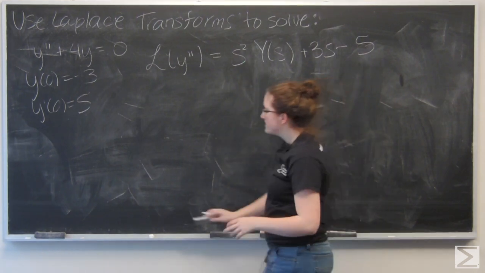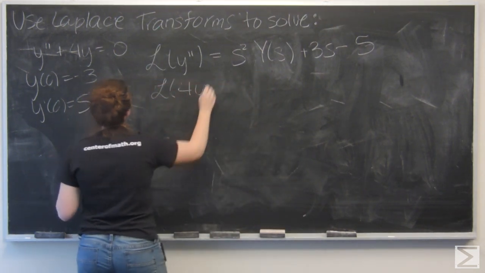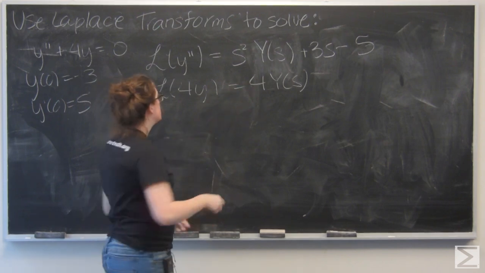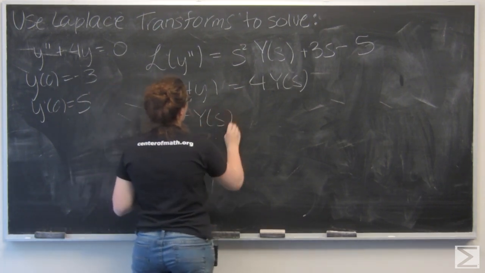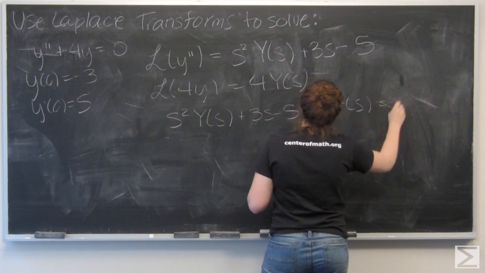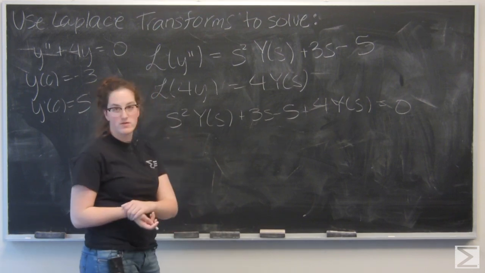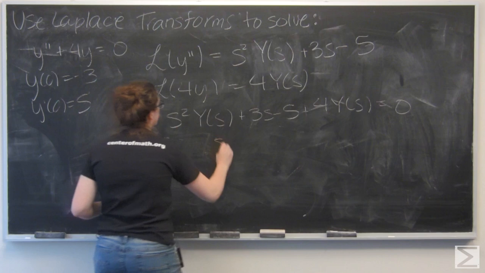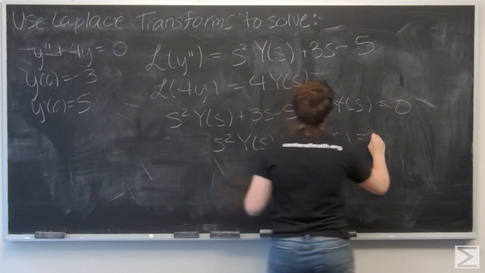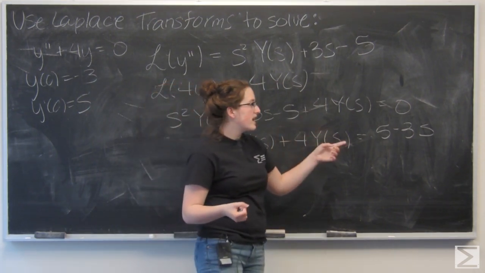All right, and then the Laplace transform of 4y is just going to be 4 times Y of s. So let's go and plug these Laplace transforms into the equation. And this equals 0. So I want to solve for Y of s. Let's start by taking the terms that don't have a factor of Y of s over to the other side. So s squared Y of s plus 4 Y of s equals 5 minus 3s.